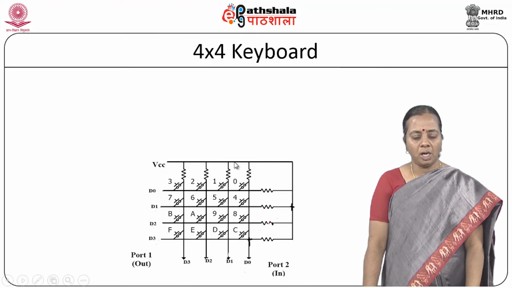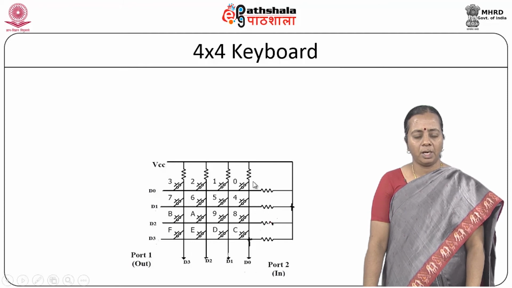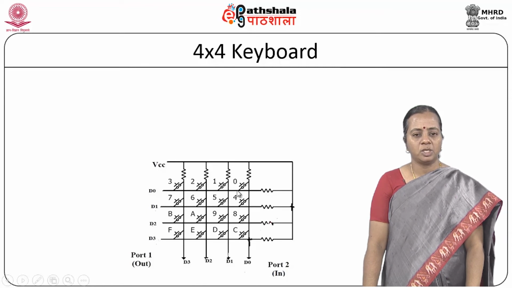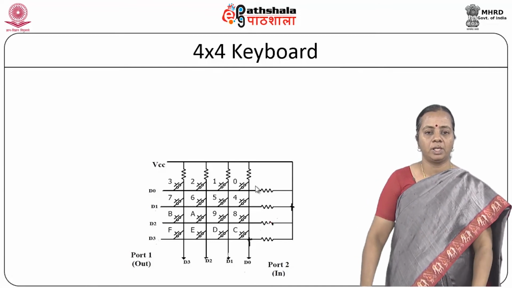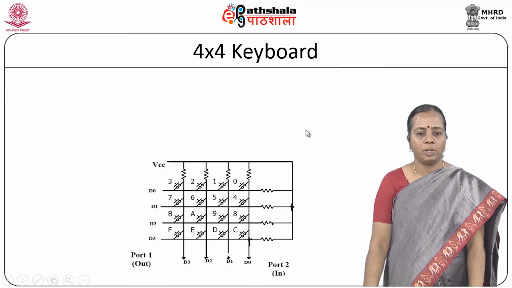Now, the 4x4 grid is there. This is the row lines, this is a column line, where these two are interconnected with a key press. If I am pressing this, then you will find that these two lines are getting shorted. Otherwise, these two lines are not connected. It looks like a grid. Rows and columns never touch, unless a key has been pressed.